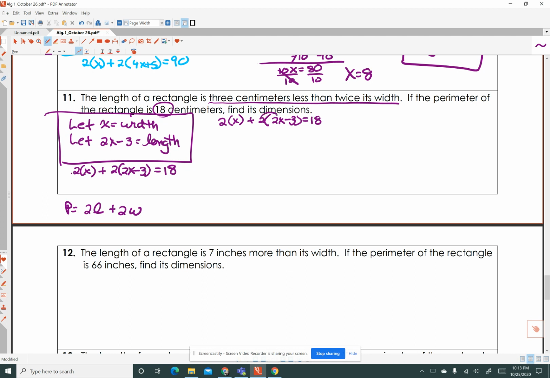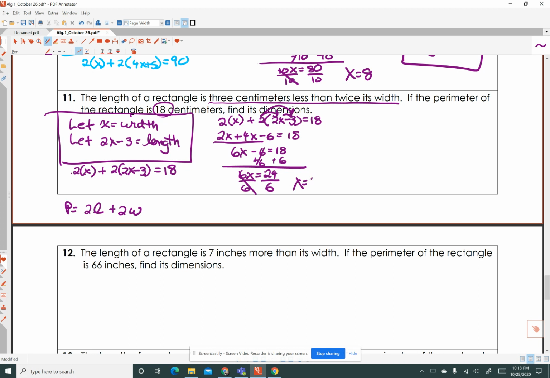And the first thing I will do is distribute. So 2x plus 4x minus 6 equals 18. Combine these like terms. 6x minus 6 equals 18. Add 6 to both sides. 6x equals 24. Divide both sides by 6.